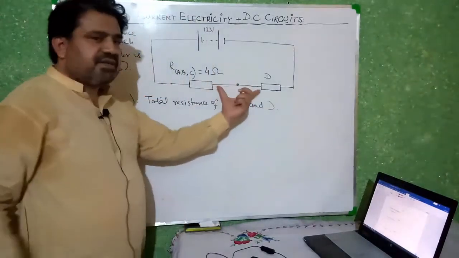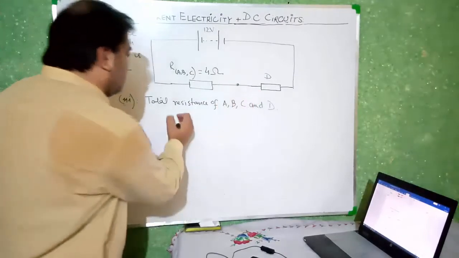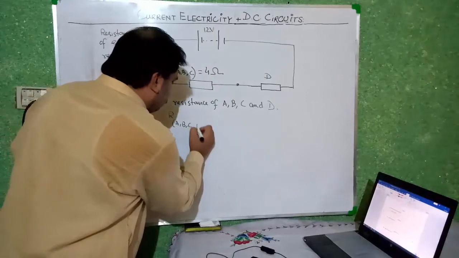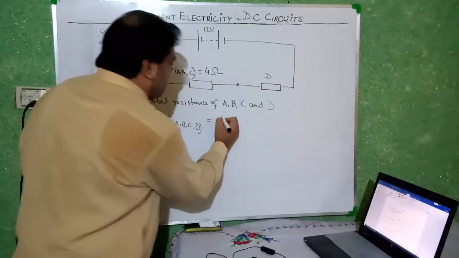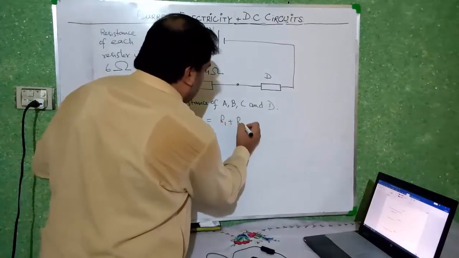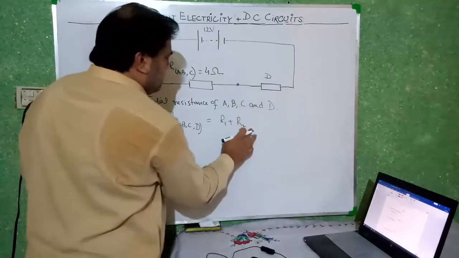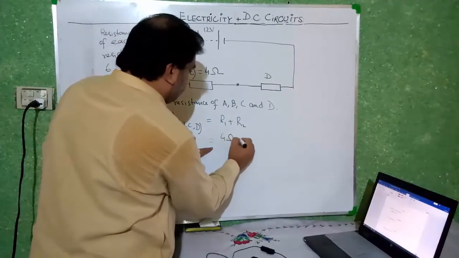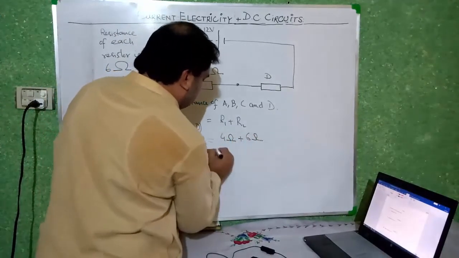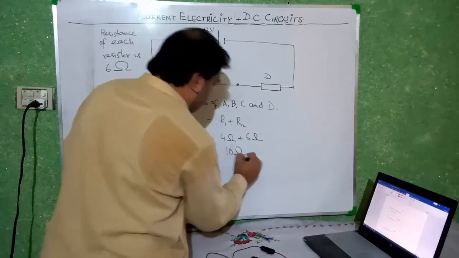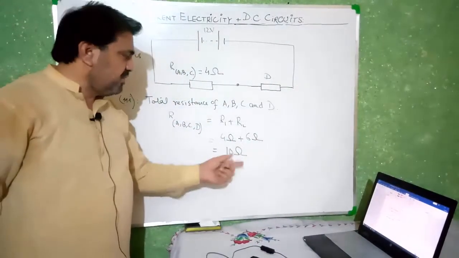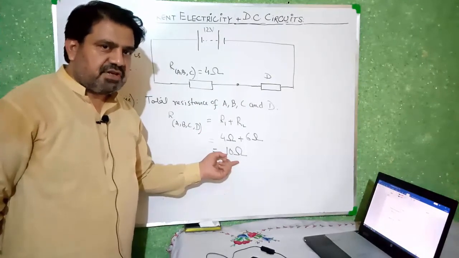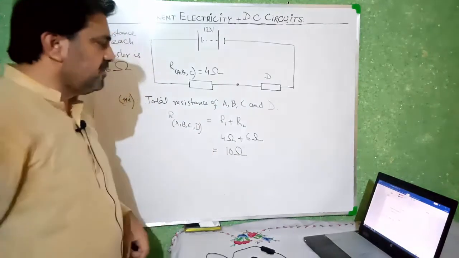As two resistors are connected in series, we can use the formula R_ABCD is equal to R1 plus R2, or R_ABC plus R_D. According to this formula, the answer will be 4 ohm plus 6 ohm, and the total resistance is 10 ohm. The total resistance of the 4 resistors becomes 10 ohm. I hope it's clear.